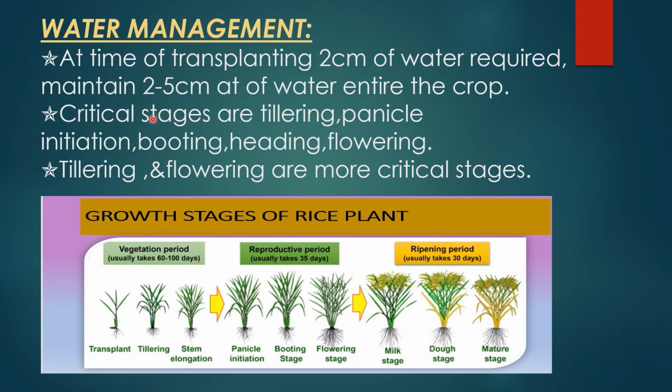We see the critical stages. Critical stages refer to the stages in which the crop mainly requires a higher amount of water. The critical stages are tillering, panicle initiation, booting, heading, and flowering.